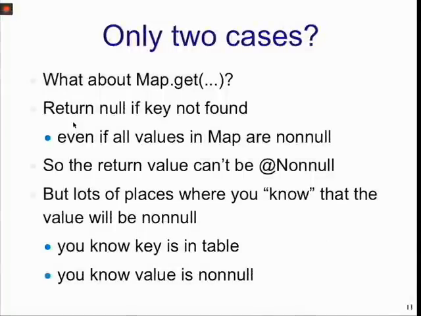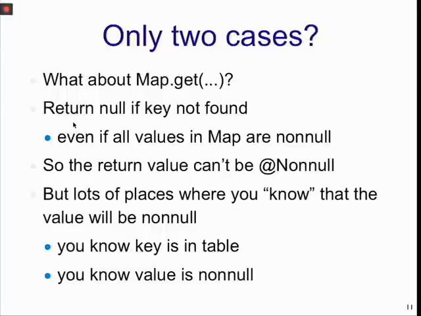OK, so we have non-null, and then we have expect null or something. I'm not quite sure of the name. But I think we may actually need three cases, it's useful to say three different things about nullness. Because what about map.get, the return value of it? Right? So it returns null if the key is not found. Right? And it also returns null if the key is in there, but the value associated with it was null. So the return value can't be non-null.